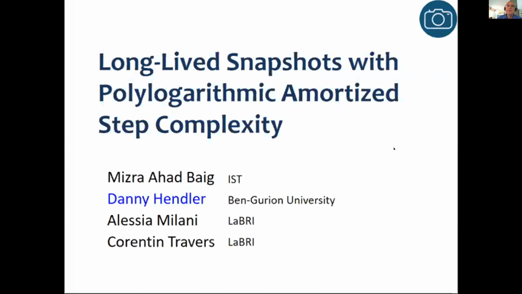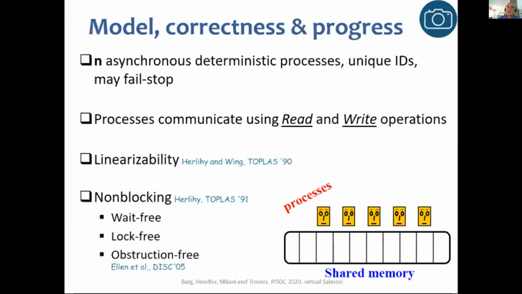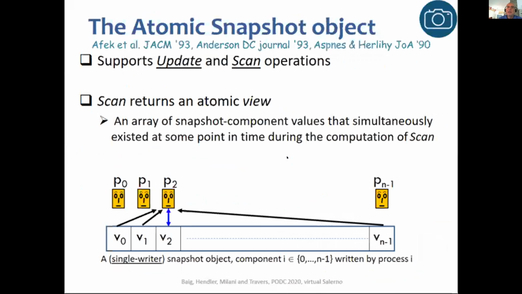So hi again, this is a joint work with Mizra Hadbeg, Alessia Milani, and Corentin Travers, in which we consider a standard shared memory model where processes communicate via shared memory using atomic read and write operations, so a classic model. And we consider non-blocking progress conditions that preclude the use of locks, specifically wait-freedom, under which every operation must complete in a finite number of its own read-write steps. And as for correctness, we require the standard linearizability condition. And we investigate the well-studied snapshot object whose abstract state is an array with n components.